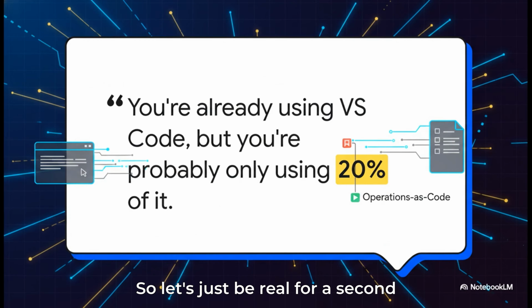So let's just be real for a second about the current reality for a lot of IT professionals. You are already using VS Code, sure, but you're probably only using about 20% of what it can actually do. If you're basically just treating it like a fancy digital notepad to parse script, you're missing out on a massive amount of its true potential. Today, we're going to challenge that workflow. We're shifting away from basic text manipulation and stepping into the world of true operations as code. As you'll see, we've got 10 specific features lined up that will literally cut your debug time in half.